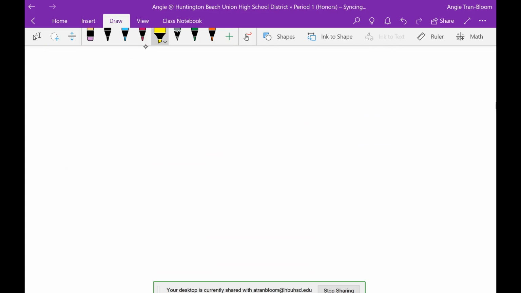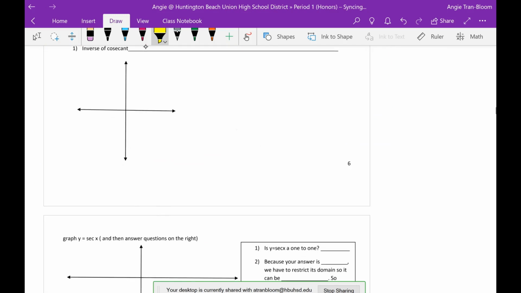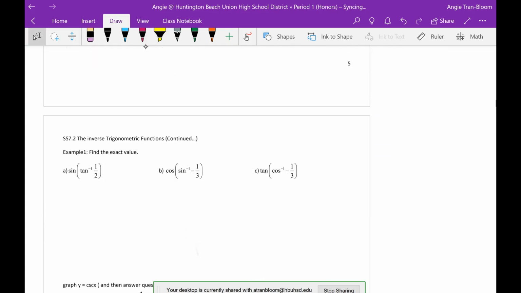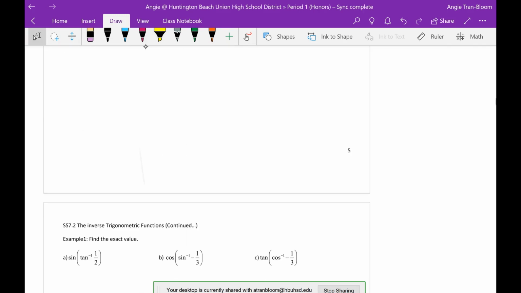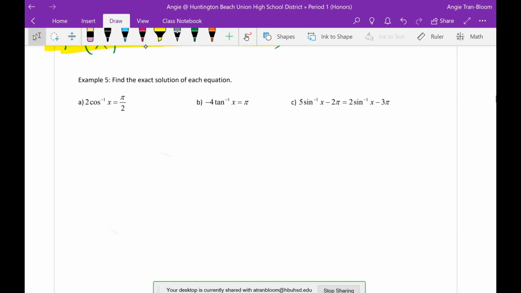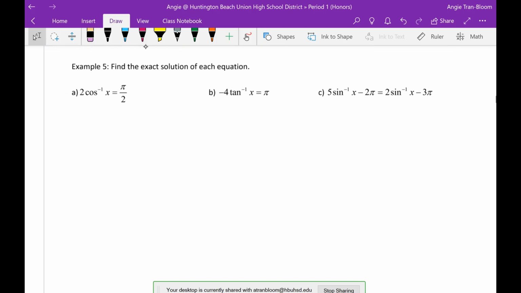Is 5 the last example of the 7-1? Yeah, okay. Let's do 5. Find the exact solution. That means no calculator. Here we go. What are you going to do first? Divide by 2. Can I multiply by half? Yep, it's up to you. Either way, you're going to be just fine.